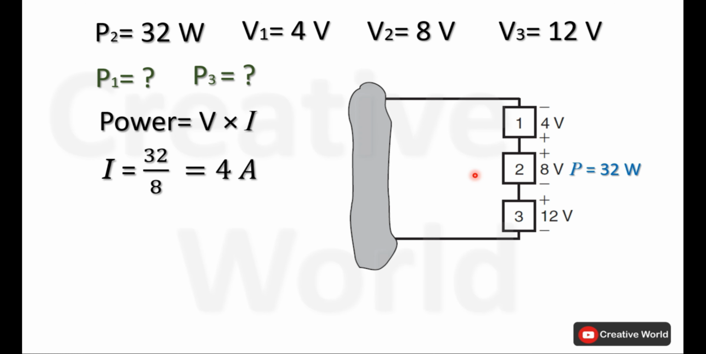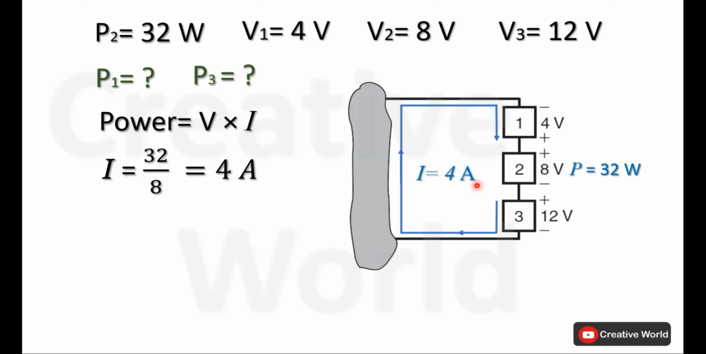Now this 4 ampere will also be passing through element 1 and 3 in the same direction, and the direction of current will be this. Because it was mentioned that element 2 is absorbing power, and in order to absorb power, the current should enter from the positive terminal and leave from the negative terminal. That's why the direction of current in element 2 will be this, and the same direction of current will be passing through element 1 and 3 with the same magnitude of 4 ampere.